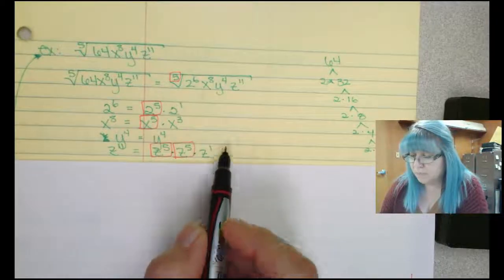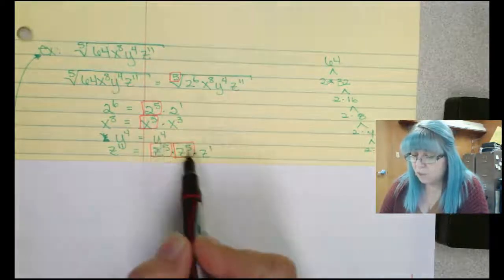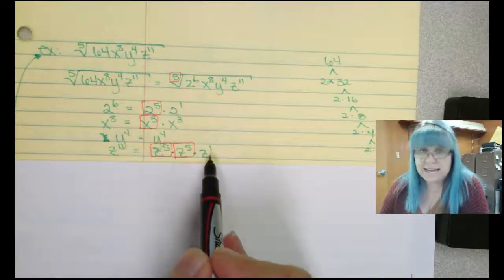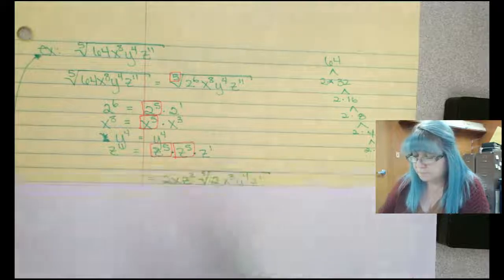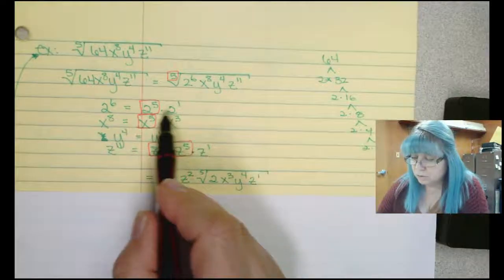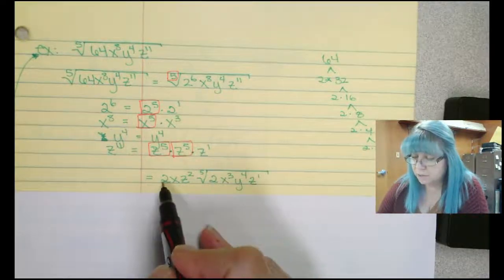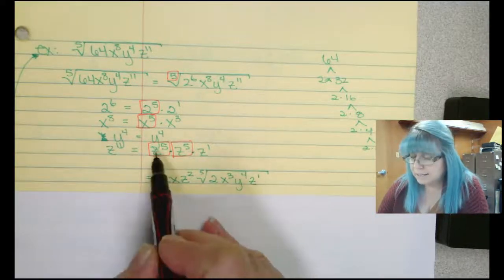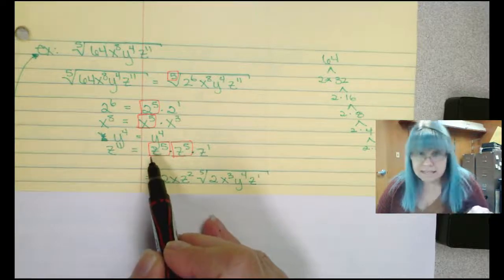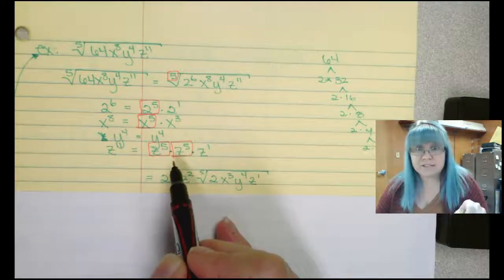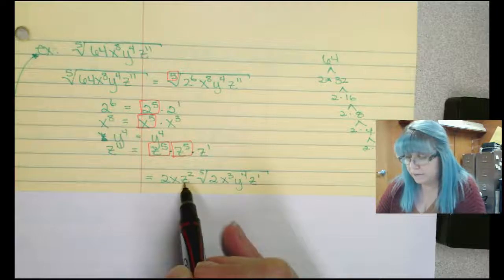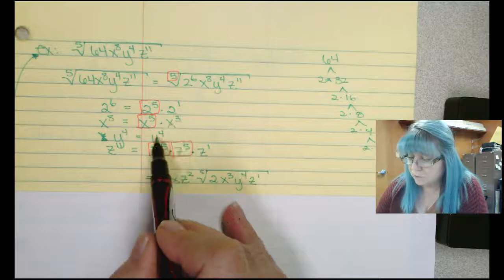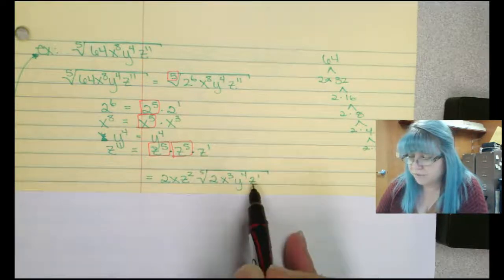Okay. How does that help me? Every power of 5 will come out of the radical. Any power that's not a power of 5 will stay inside the radical. 2 to the 5th comes out, becomes a 2. X to the 5th comes out, becomes an x. Z to the 5th, that's z. Z to the 5th is another z. Z times z is z squared. And everything left inside: 2, x cubed, y to the 4th, z to the 1st.